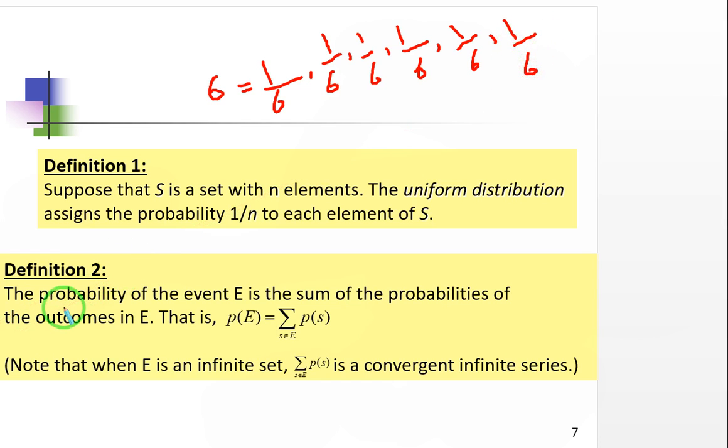Definition 2. The probability of the event E is the sum of the probabilities of the outcomes in E, that is P of E, which is always equal to the summation of the probability of a sample s which belongs to the event. This is basically a formula you need to have in your mind, and later on we will solve examples using this formula. Note that when E is an infinite set, this is about finite now. Let's say you are flipping your die an infinite number of times, then one can appear infinitely, so it cannot be known.